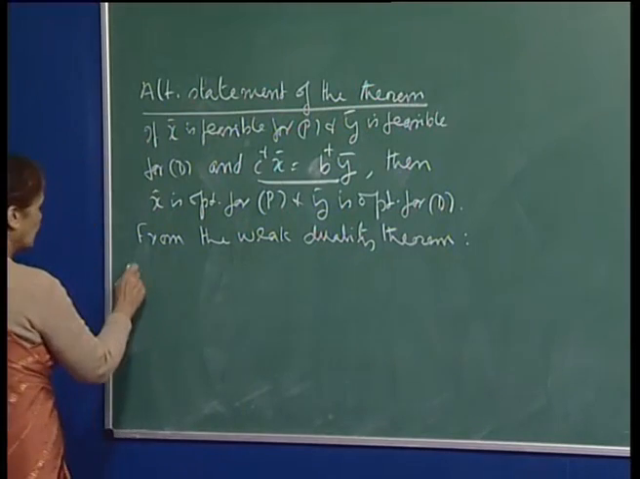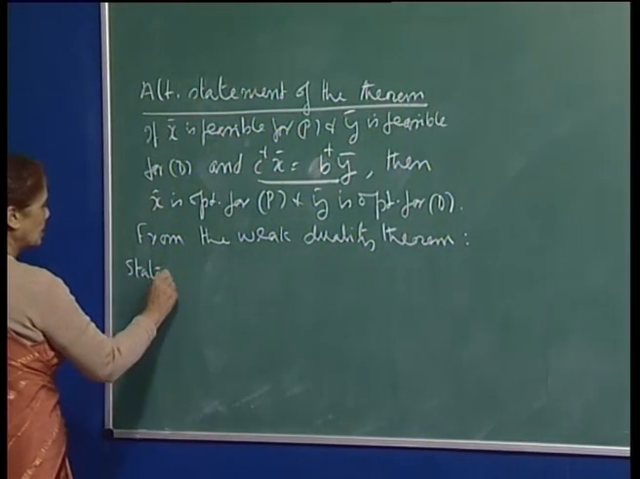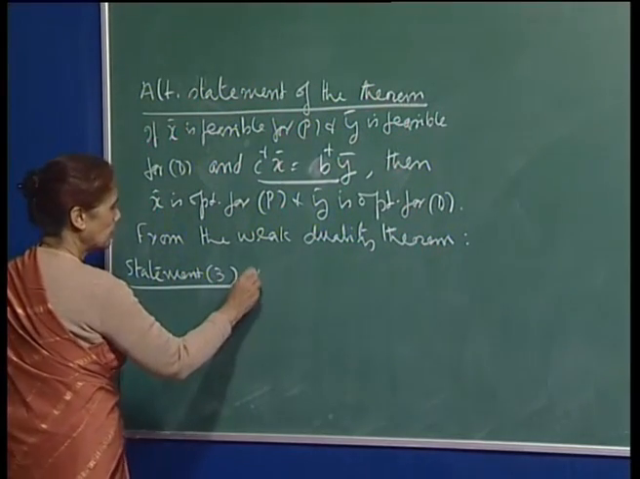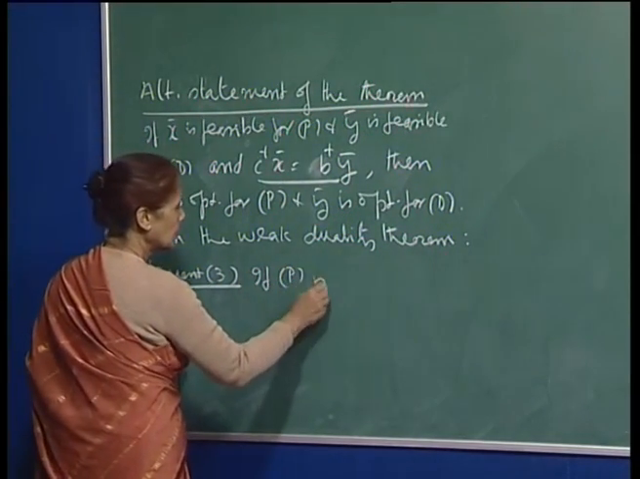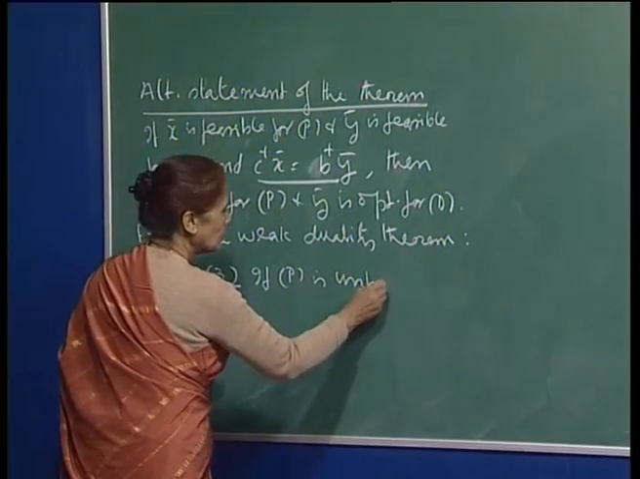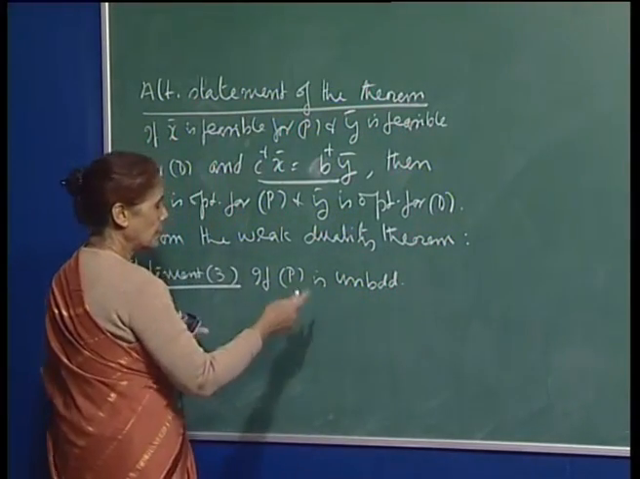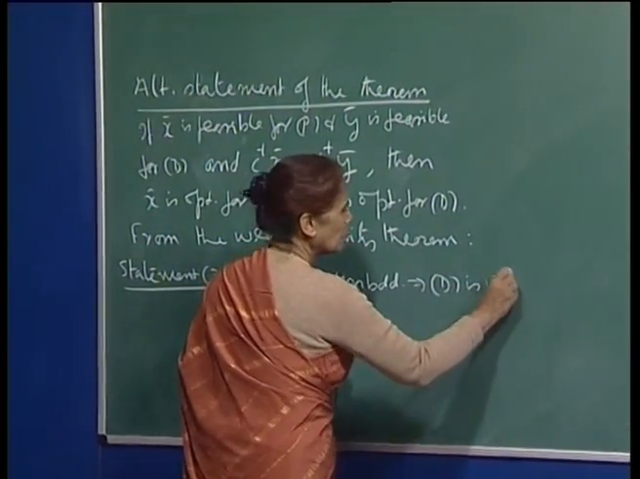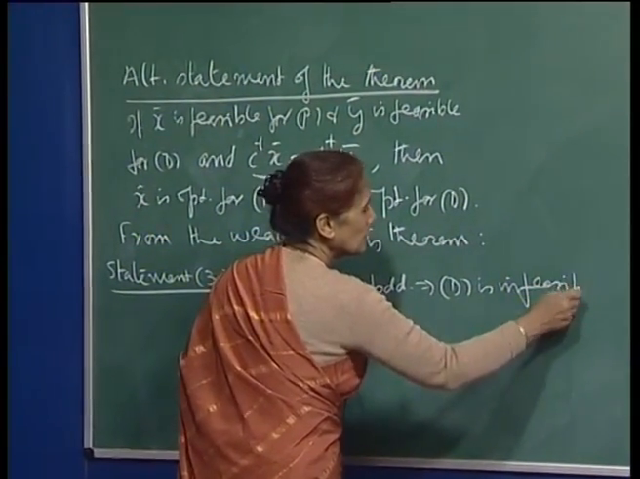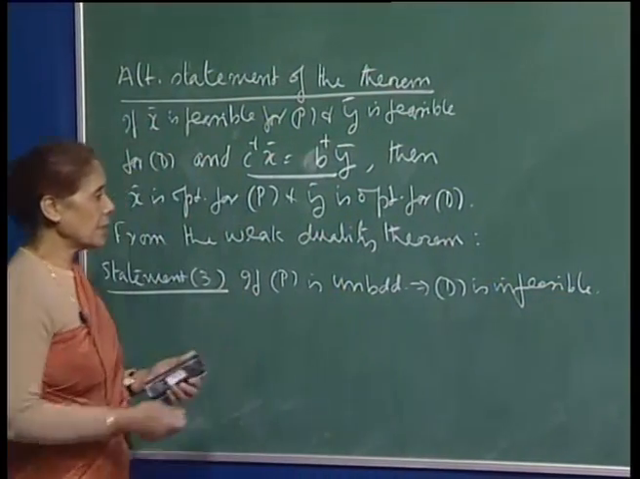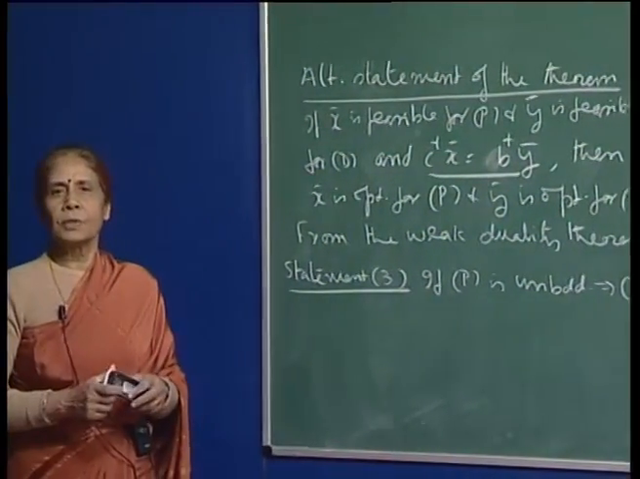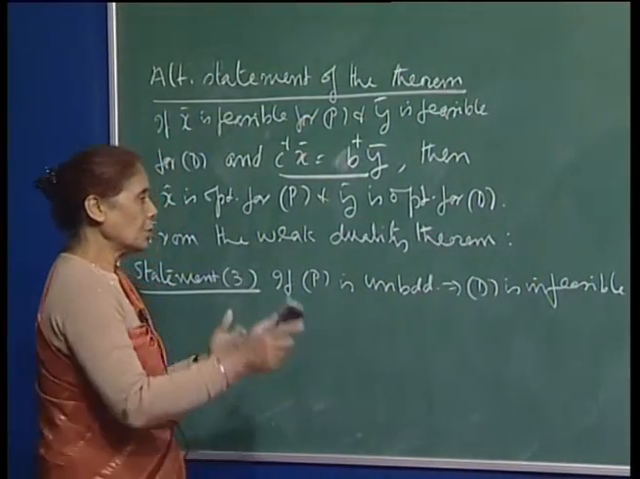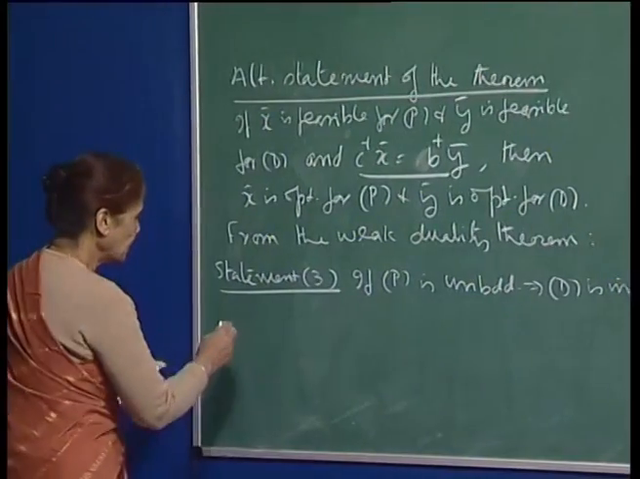Statement 3, what was your statement 3? Statement 3 was that if the primal is unbounded, it implies dual is infeasible. So, let me just look at this one, and then you can similarly write the converse of statement 4. So, P is unbounded implies D is infeasible. What would be the converse?